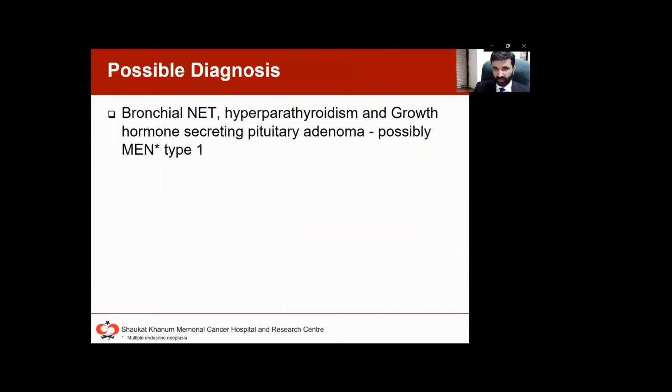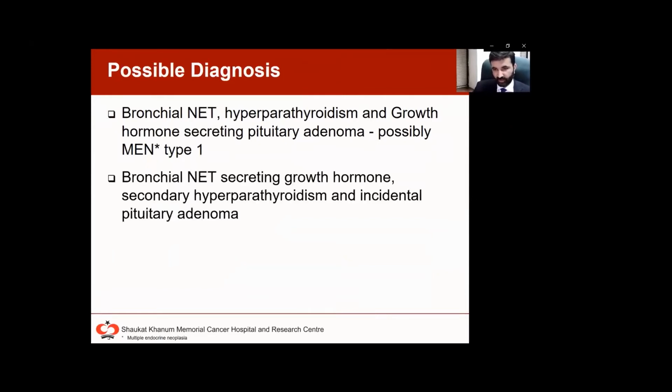We then formulated a list of possible diagnoses, and the one was possibility of bronchial neuroendocrine tumor with hyperparathyroidism and growth hormone secreting pituitary adenoma. If all these three diagnoses are there, then it's likely multiple endocrine neoplasia. The other possibility was that these tumors were not related to each other. So it was a bronchial neuroendocrine tumor with an incidental pituitary adenoma and secondary hyperparathyroidism.